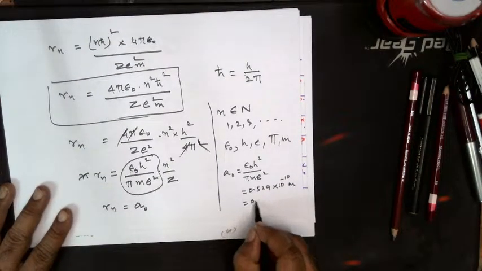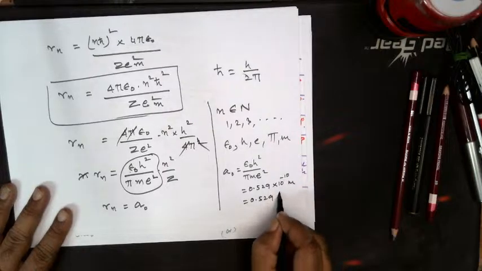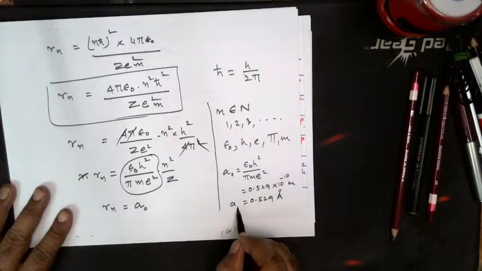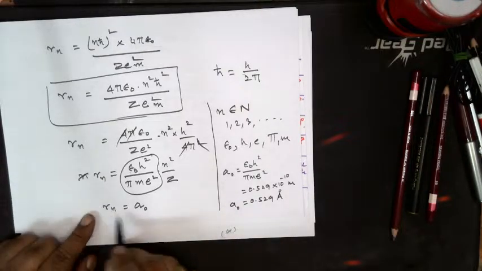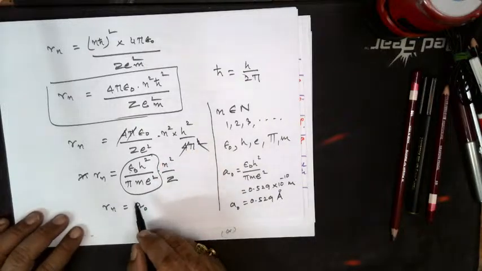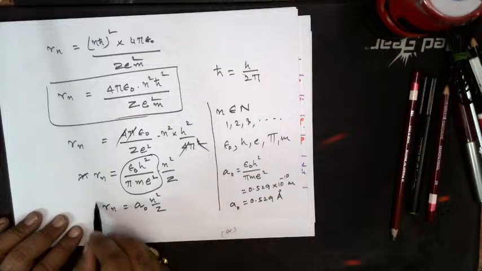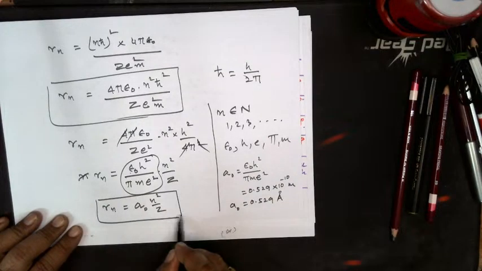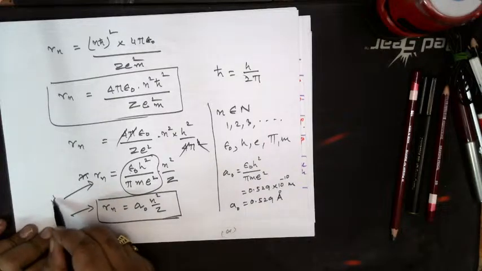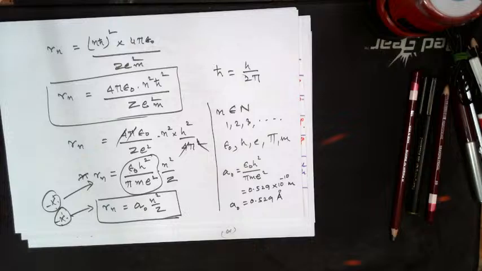Okay, and this can be converted into Angstrom. So 0.529 into 10 power minus 10 meter is Angstrom. So it can be represented as Angstrom. Okay, so a naught value is this one. So Rn is equal to a naught into the remaining term n squared by z. So this is the final reduced equation. This is the expanded equation. Both of them are important. Okay. Is it clear? Yes.